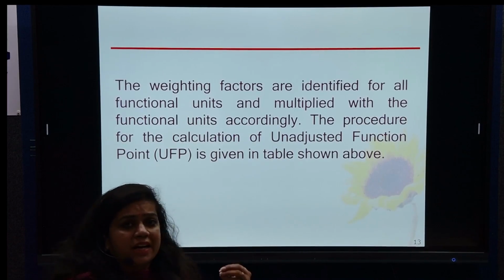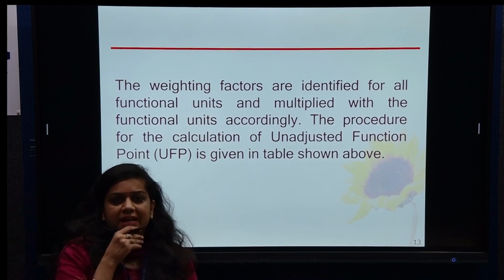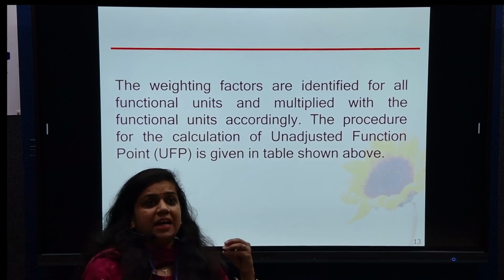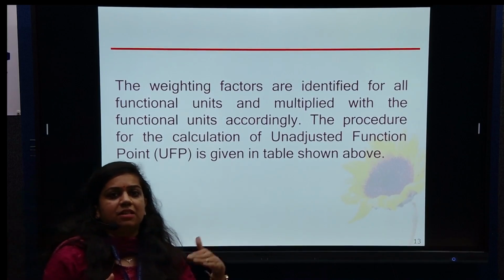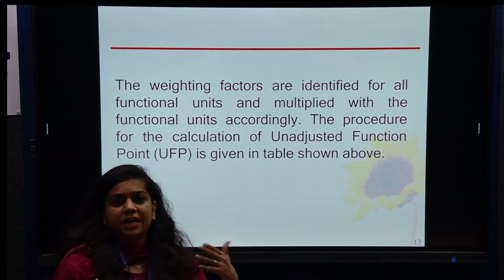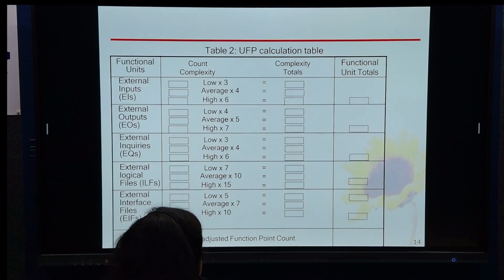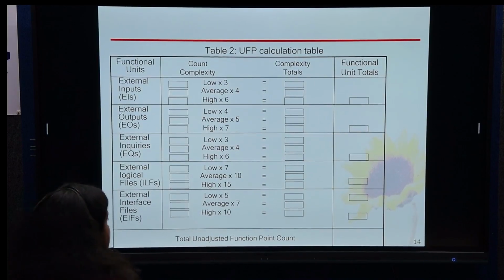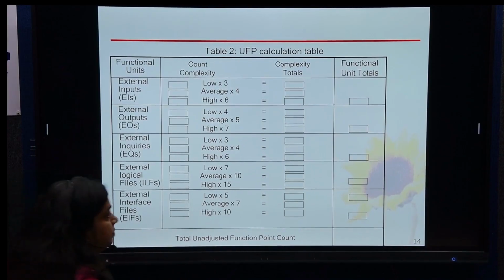Basically, the organizations have their own set of criteria in determining the weighting factors and in determining whether the category of the software project is low, high or average. So this is the table that determines how the UFP is calculated.